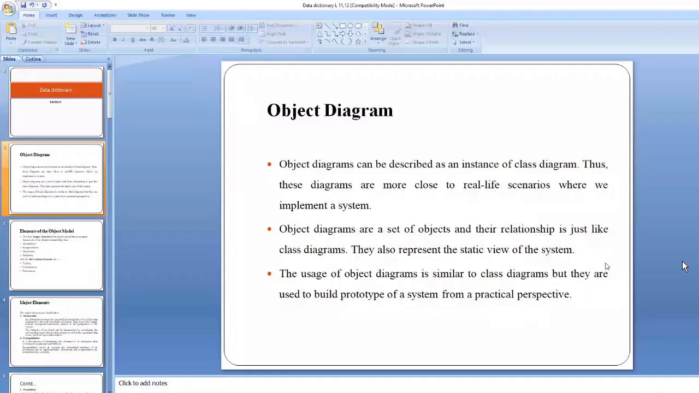Okay, so in the last class, we started with the object diagram. Few points were remaining, but we could not complete due to the technical issue. So today we would complete those points and we'll start with data dictionary. So we were discussing, we have already seen about 1 second.